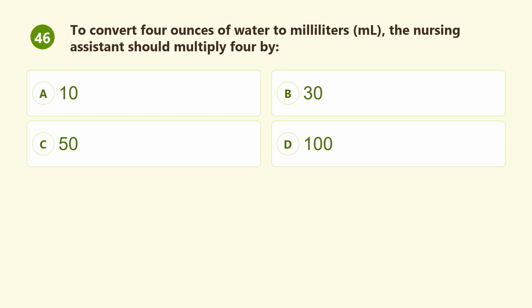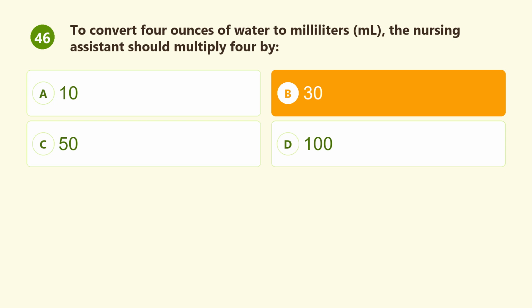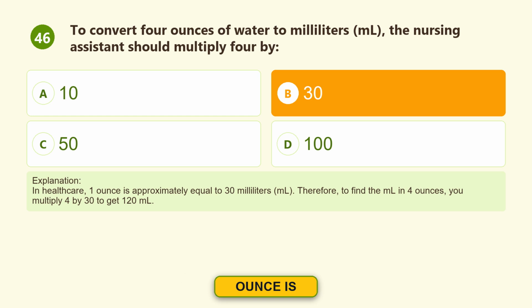Question 46. To convert 4 ounces of water to milliliters, ml, the nursing assistant should multiply 4 by: Option A. 10, Option B. 30, Option C. 50, Option D. 100. The correct answer is option B, 30. In healthcare, 1 ounce is approximately equal to 30 milliliters. Therefore, to find the ml in 4 ounces, you multiply 4 by 30 to get 120 ml.